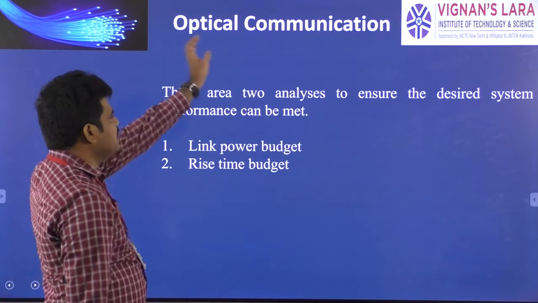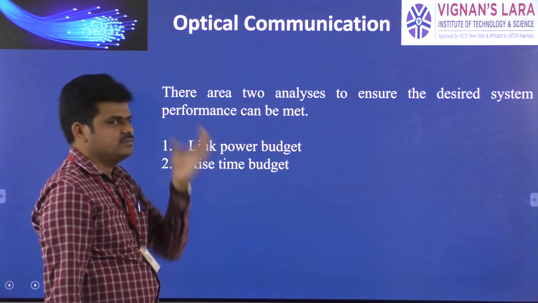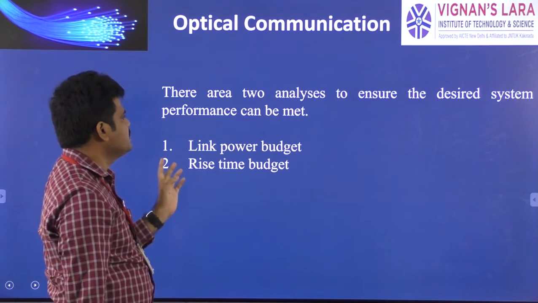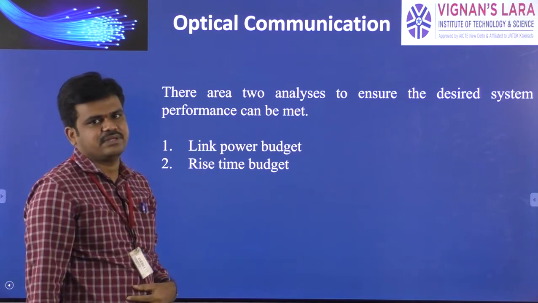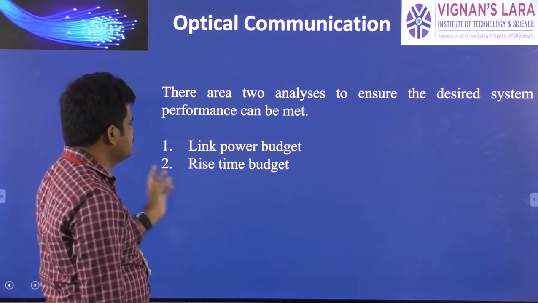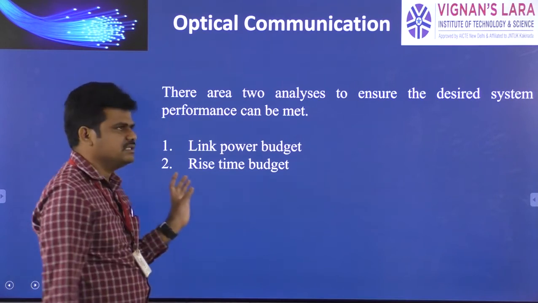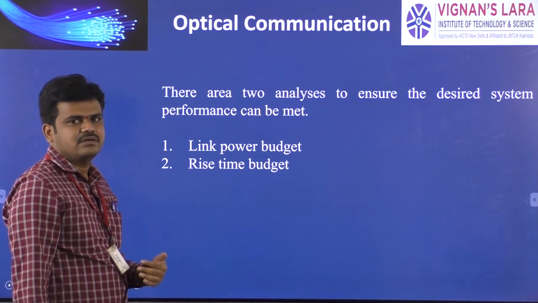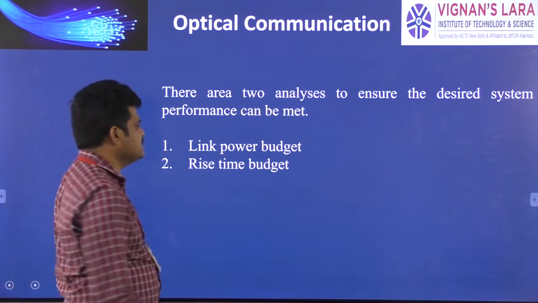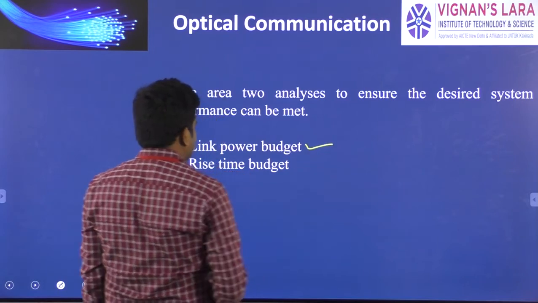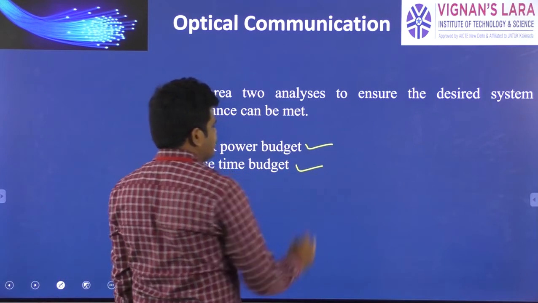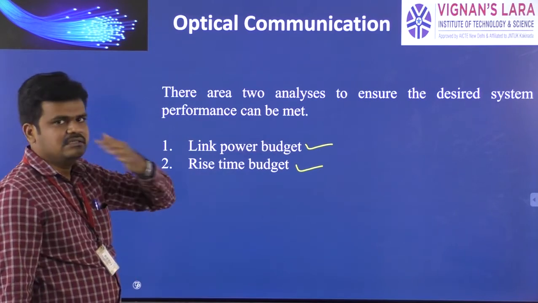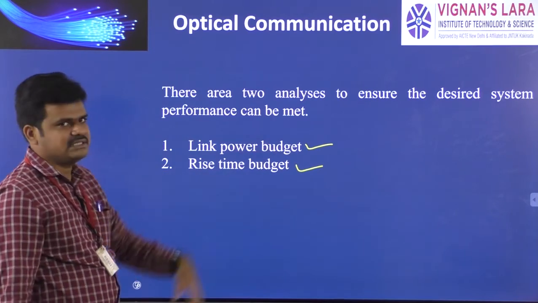There are two types of analysis generally used to ensure the desired system performance of the receiver. Using these two analyses, we can estimate the performance of the receiver efficiently. What are those? The first one is the link power budget. The second one is the rise time budget.